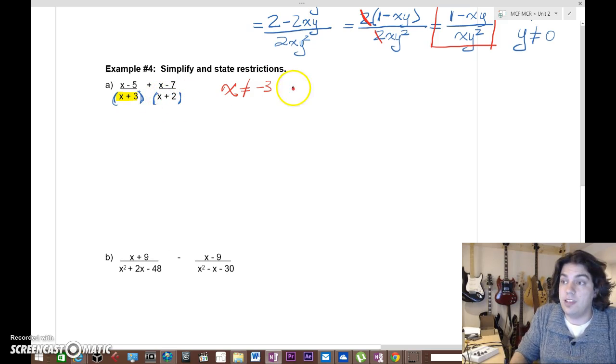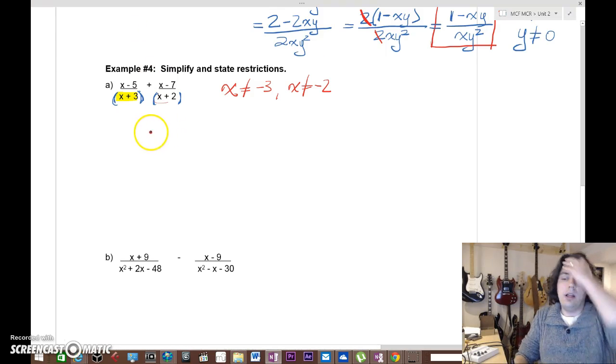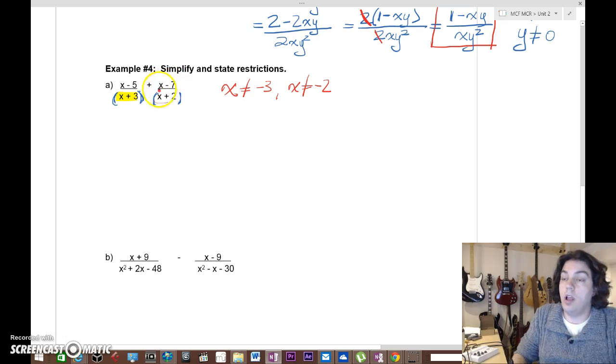Likewise, this one tells us that x cannot equal negative 2. Because if x were equal to negative 2, negative 2 plus 2 would be 0, and that term would be impossible. So first things first, those are our restrictions. Now, let's look at our common denominator, and we're going to make a note.